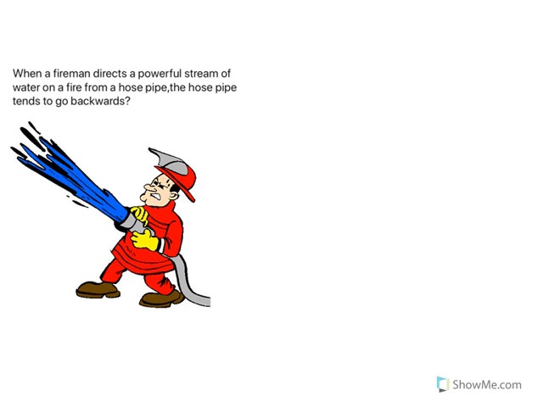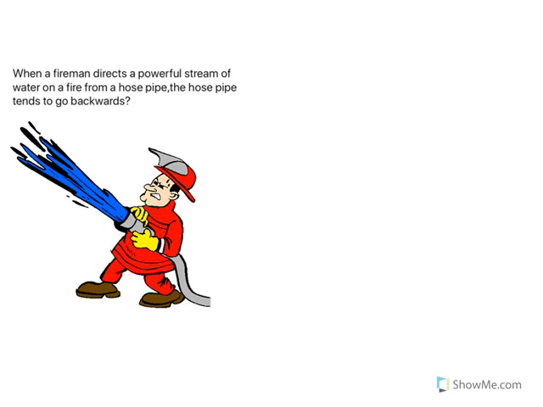When a fireman directs a powerful stream of water on a fire from a hose pipe, the hose pipe tends to go backwards. This too can be explained by Newton's third law. So here you can see a fireman who has to hold onto the hose pipe very tightly, and if he doesn't do so, the hose pipe would slip backwards.